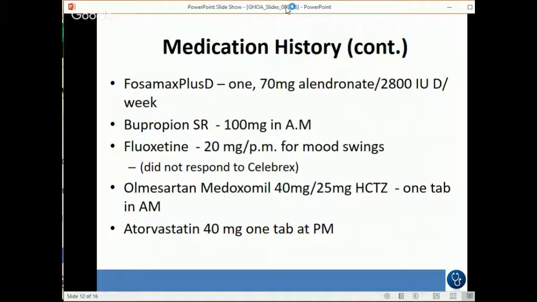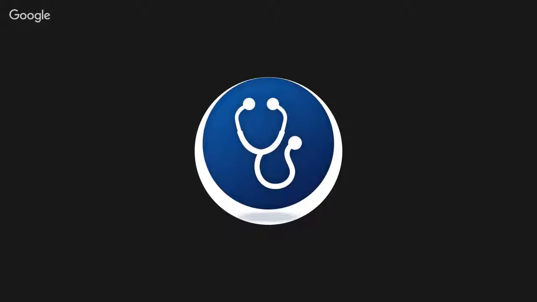Her additional medicine that she's on is Fosamax. She's on Wellbutrin in the morning for her depression and anxiety. She's on Prozac at night for her mood swings, and we did try Celebrex, but she didn't respond well to that. She's on the Benicar that is for her blood pressure, and she just takes one tablet in the morning, and that seems to keep her well controlled on her blood pressure. And also, her primary has put her on recently Lipitor, 40 milligrams at bedtime.